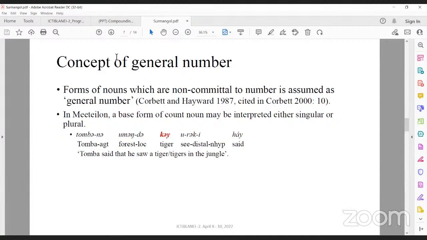Here, I will discuss a little bit about the general number, which is cited in Corbett 2000. Forms of nouns which are non-committal to number are assumed as general number. In Meitei, a base form of a noun may be interpreted as either singular or plural. Here we see Tombana umangda kai ura e hai. Kai is the base form of a count noun. Here we don't see any plural marker, but it may be interpreted as singular as well as plural.